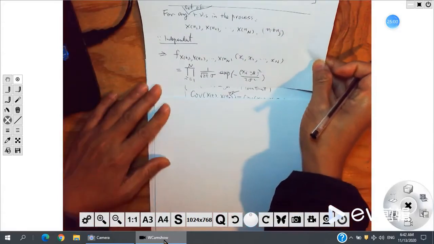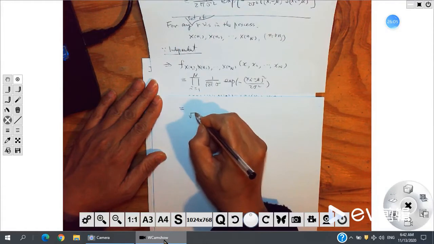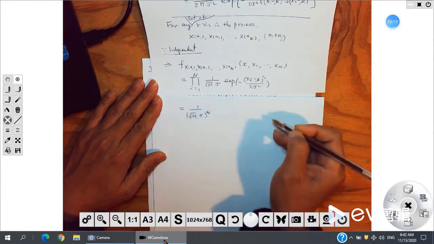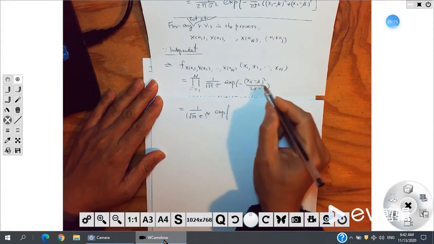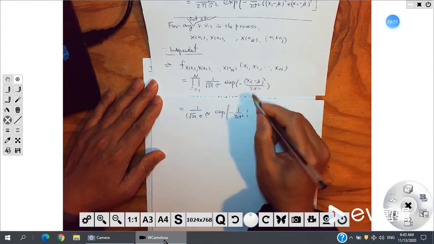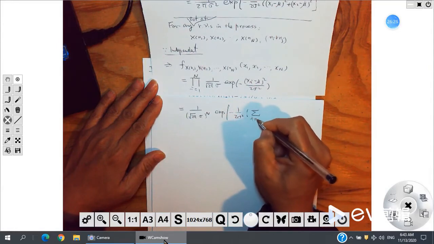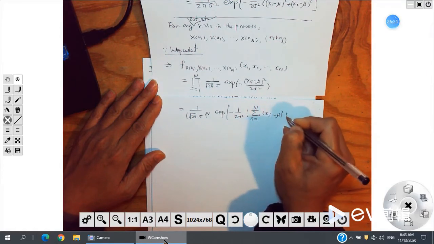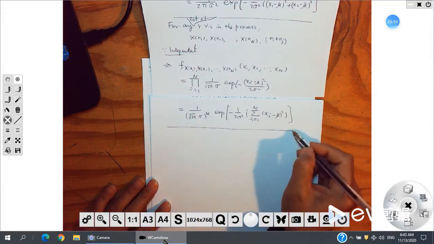And then if we simplify and merge all of this together, it will be 1 over square root of 2 pi sigma squared to the power N, and then the exponential power. Inside the exponential power we have negative 1 over 2 sigma squared times the summation, with i running from 1 to N, of each term x i minus mu squared. Now we have this. So this is the joint distribution.